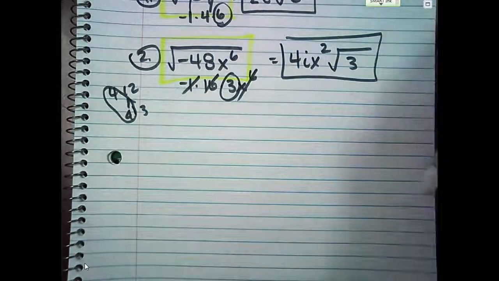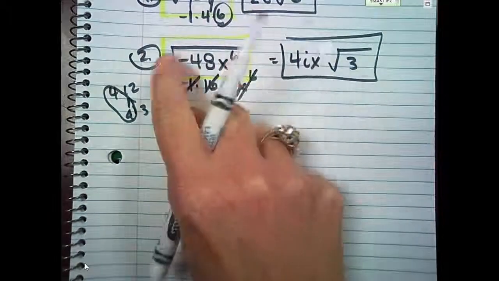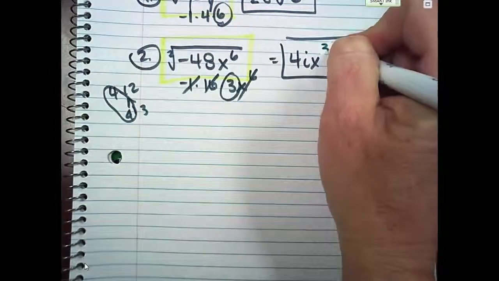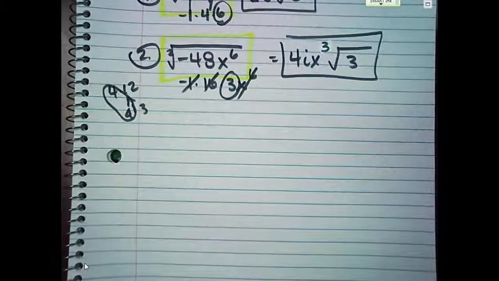I forgot, I'm sorry, divide by 2. Thank you. 6 divided by 2 is 3. So 4i x cubed square root of 3.